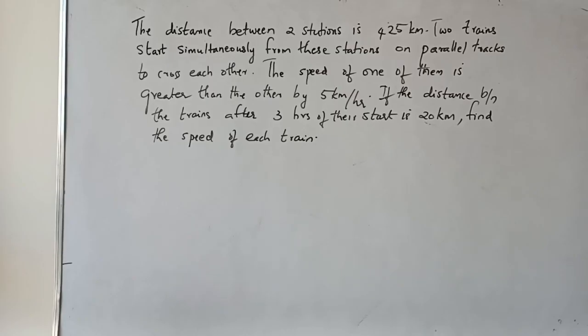The distance between two stations is 425 km. Two trains start simultaneously from these stations on parallel tracks to cross each other. The speed of one of them is greater than the other by 5 km per hour. If the distance between the trains after 3 hours of their start is 20 km, find the speed of each train.